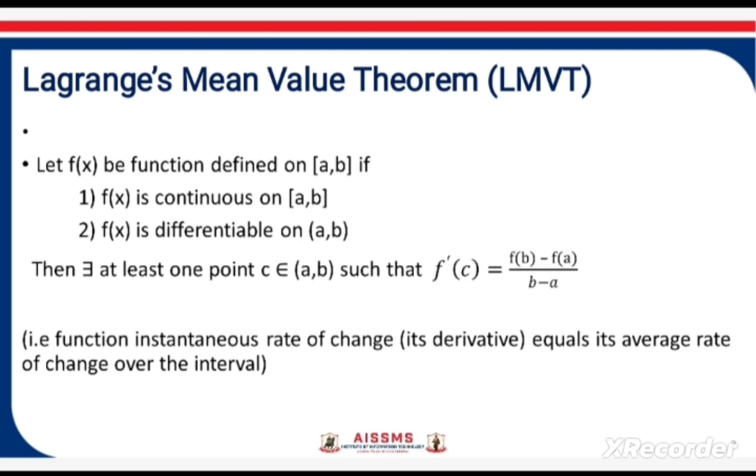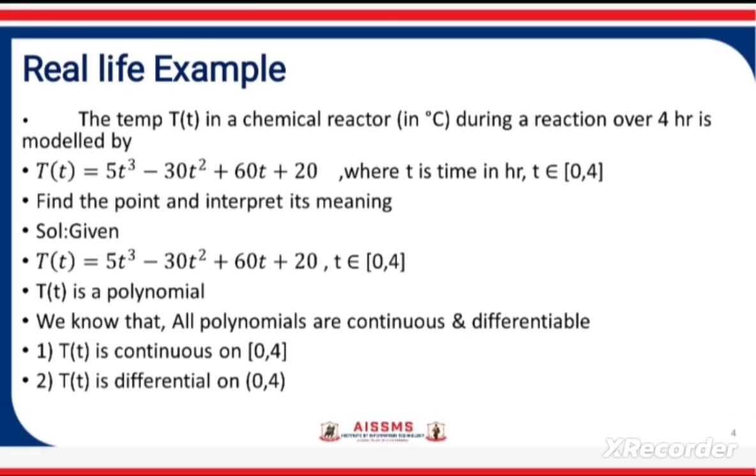Now we will see one real life example. Suppose the temperature T of t in a chemical reactor in degree Celsius during a reaction over 4 hours is modeled by T of t is equal to 5t cube minus 30t square plus 60t plus 20, where t is time in hours and t belongs to closed interval [0, 4]. Then find the point and interpret its meaning.